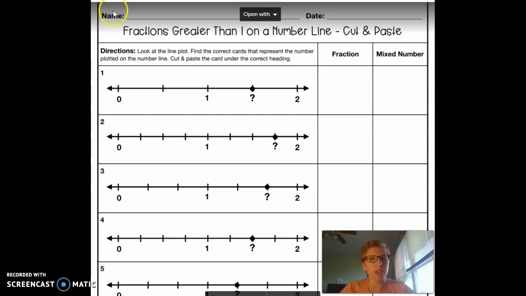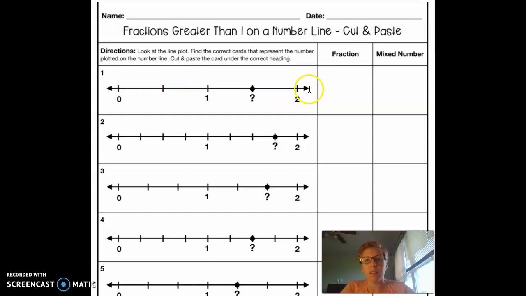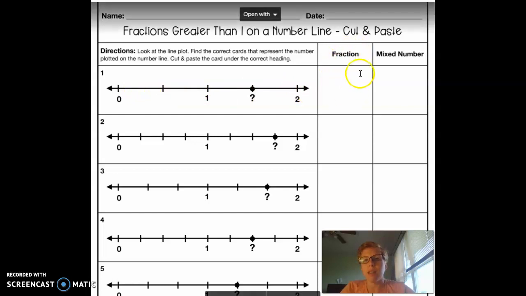We'll start by reading the directions. It says, look at the line plot. Find the correct cards that represent the number plotted on the number line. Cut and paste the card under the correct heading. Well, let's start with number 1. I see our line plot. Then I see a box here that says fraction and a box here that says mixed number.